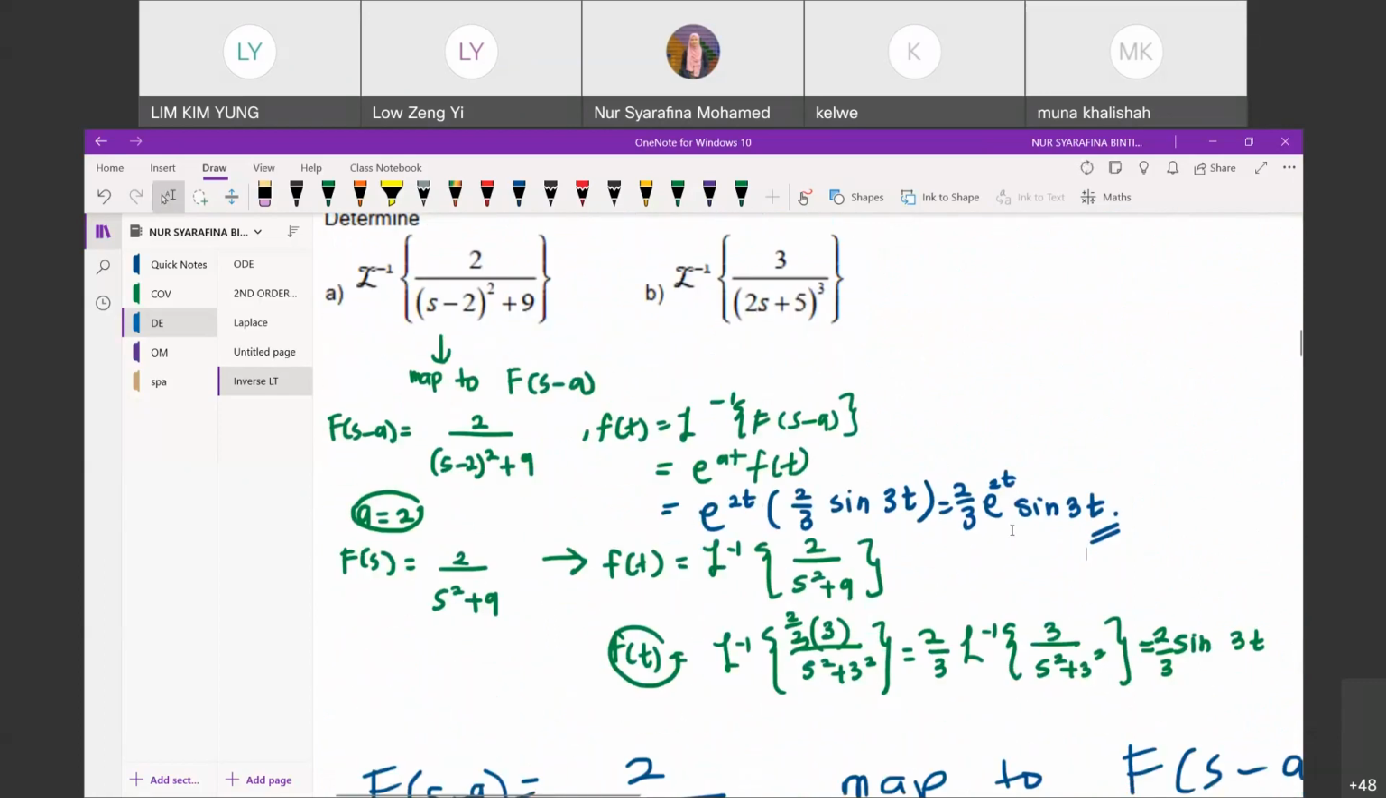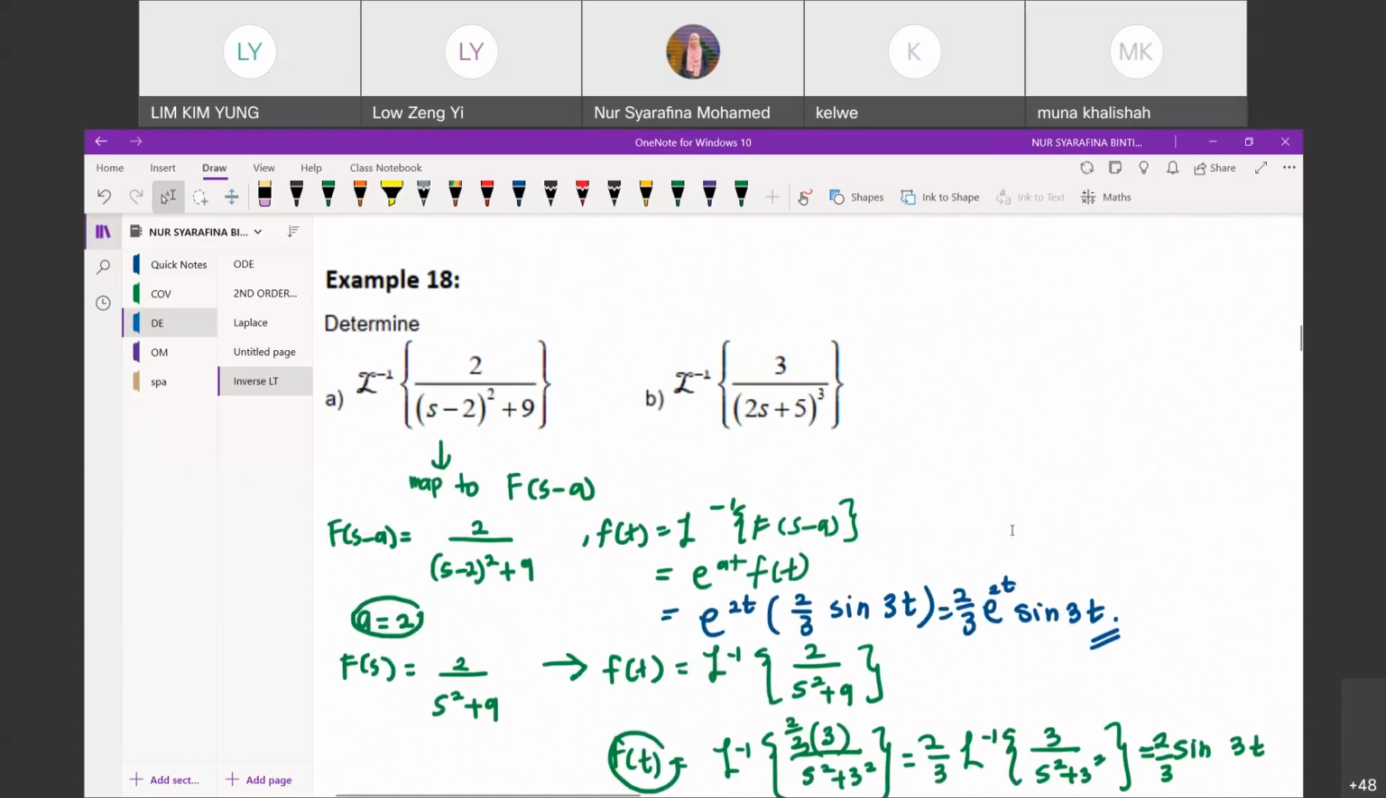Okay, if you understand this, why don't you try B? Try first. After this, we discuss. Which form is mapped to the function given here?